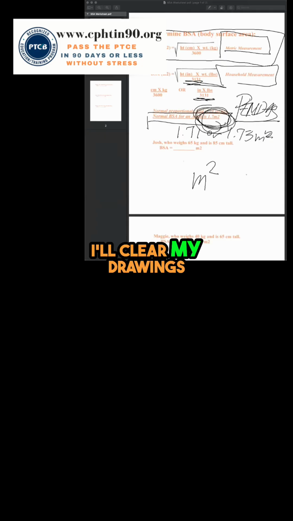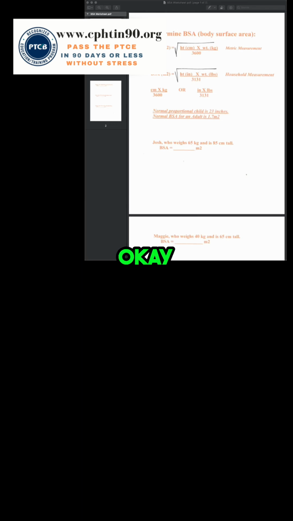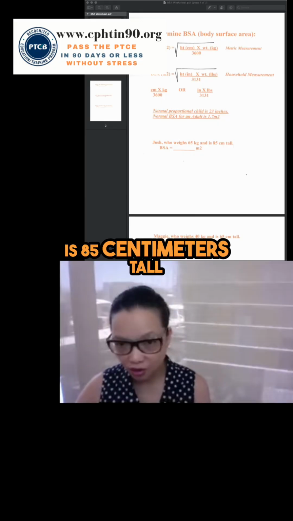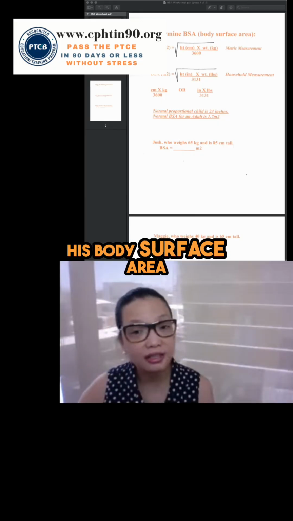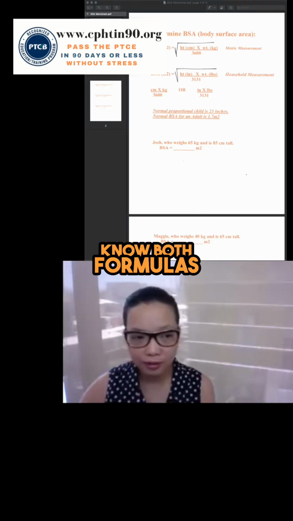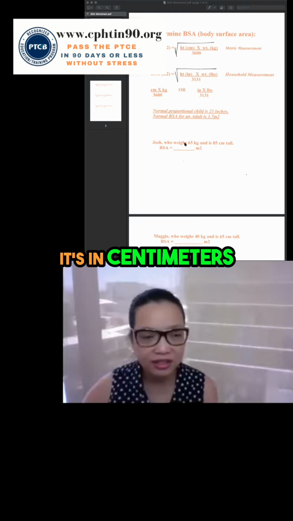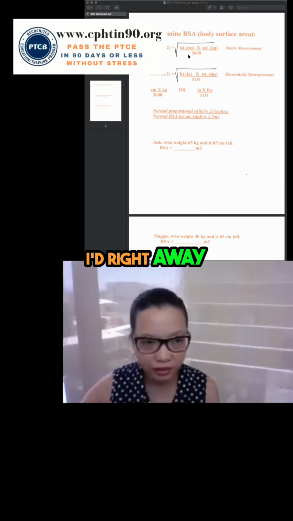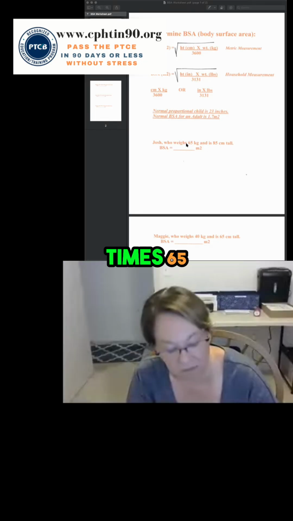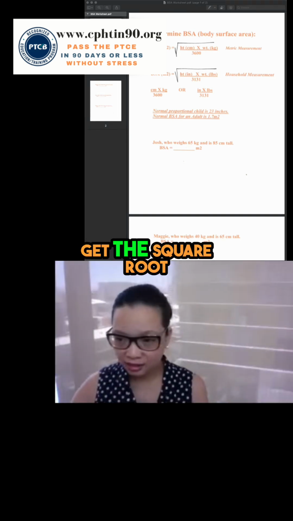So let's try to solve this practice problem. I'll clear my drawings. Josh, can you still see my screen? Let's do one. Josh weighs 65 kilograms and is 85 centimeters tall. We're just calculating his body surface area. If I know both formulas, which would I right away use? It's already in centimeters and kilograms, so the metric. That would be 85 times 65, press equals, divided by 3,600, and get the square root of that.